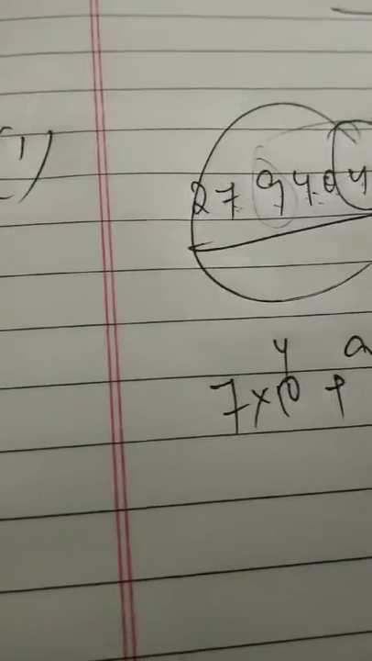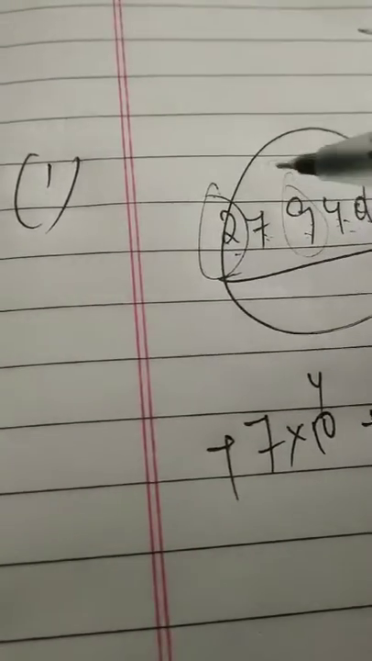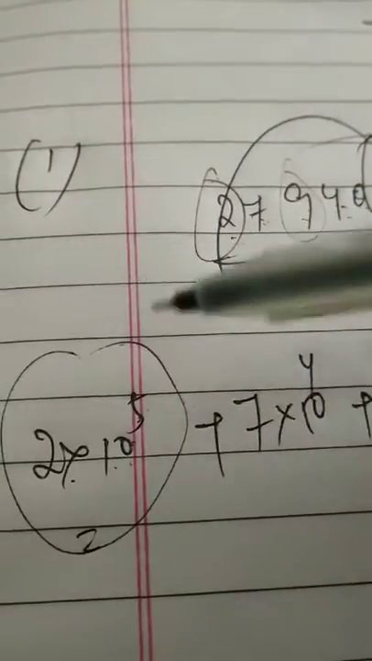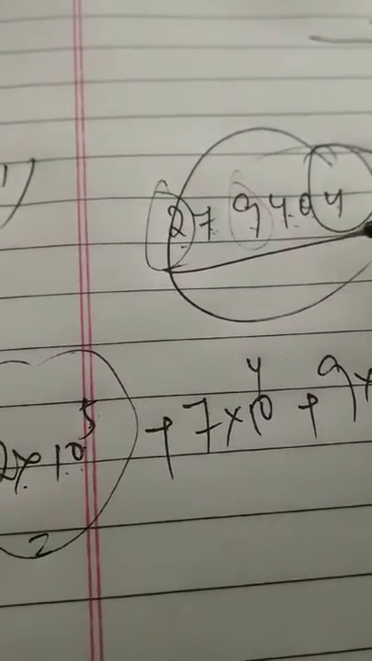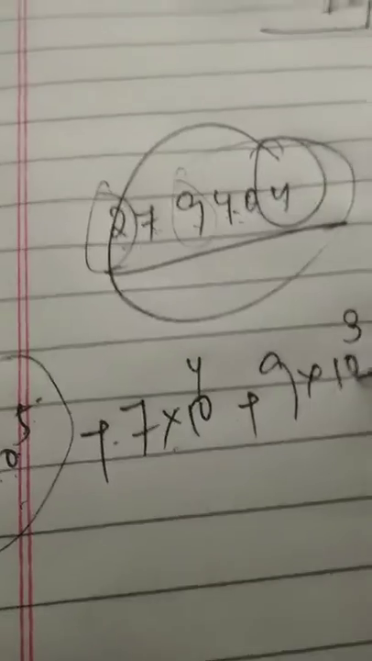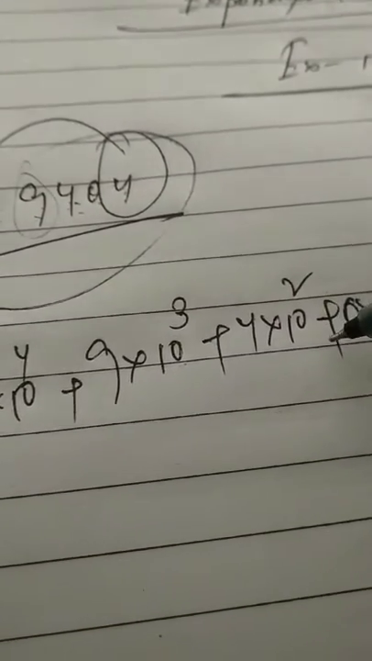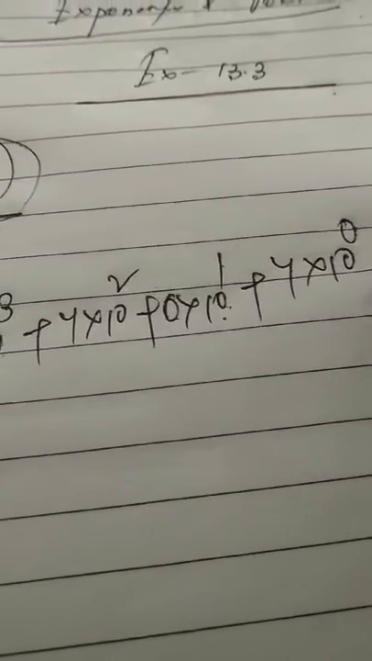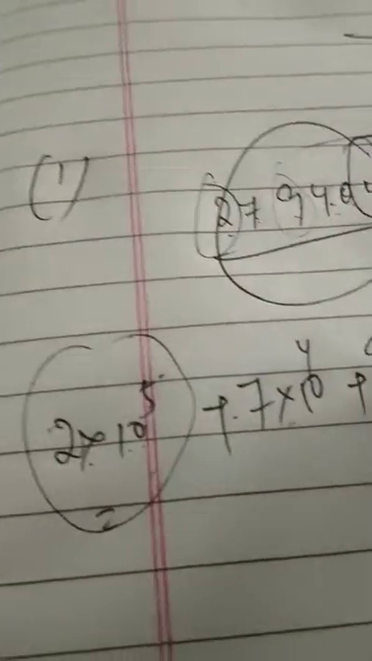The next number is 7. The place value of 7 is 10,000. So I'll write 7 into 10 to the power 4, plus 2. 2 is lakh. So 2 into 10 to the power 5. 10 to the power 5 means 1 lakh. 1 lakh into 2 results in 2 lakh. So children, we got the values in this way. The expanded form of 2,79,404 will be written in this form: 2 into 10 to the power 5 plus 7 into 10 to the power 4 plus 9 into 10 to the power 3 plus 4 into 10 to the power 2 plus 4 into 10 to the power 0. This way we will be writing our answer.